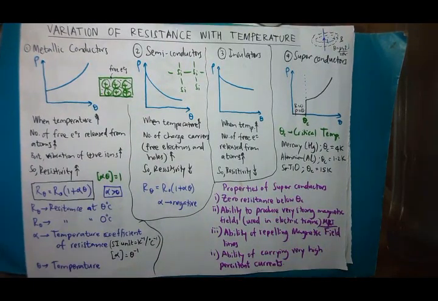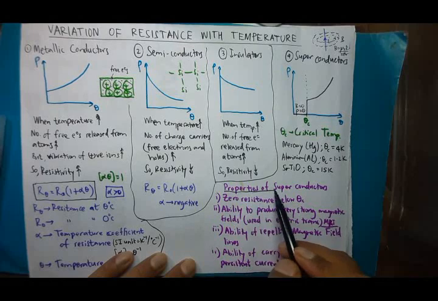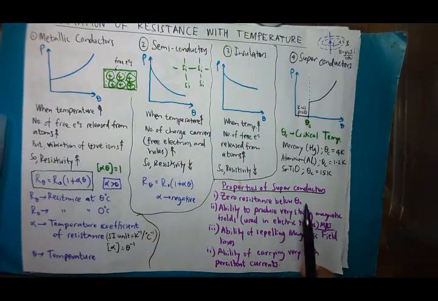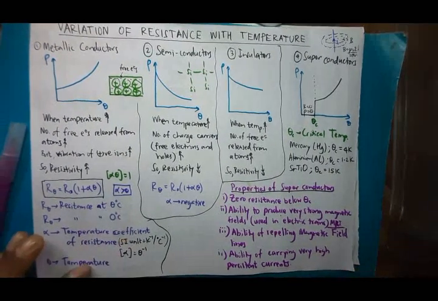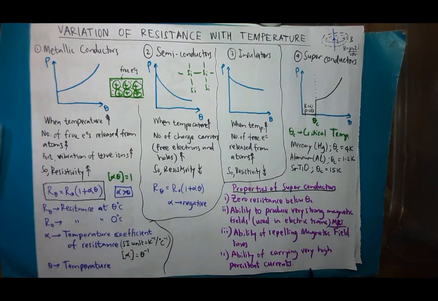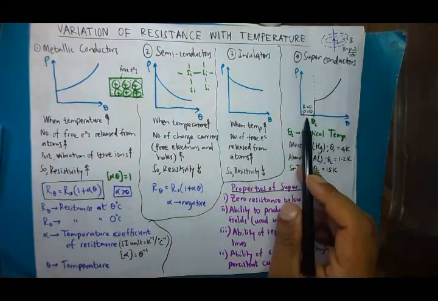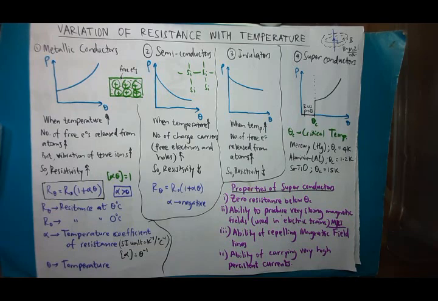For your convenience, I have written all the properties of superconductors. We already discussed: zero resistance below critical temperature, and the ability to produce very strong magnetic fields. Because of this, we use superconductors in electric trains and MRI scans. If they ask for uses, you can write these two. Then they have the ability of repelling magnetic field lines. I will explain what this is. You have a strong magnet, and this is also a strong magnet, and they repel each other. And the final one, the ability of carrying very high persistent currents, because the resistance is zero. So they won't get heated up, damaged or melt, and they can carry constant high currents for a longer period of time.